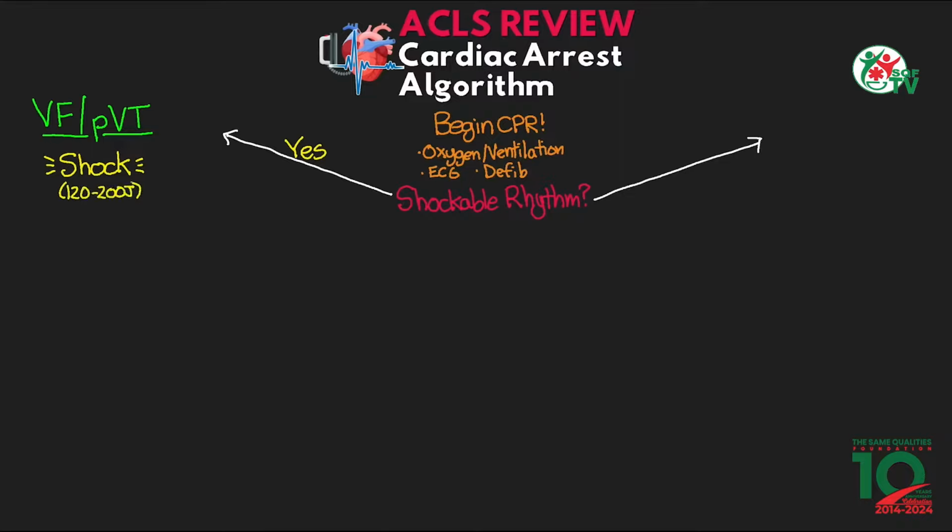Immediately after the shock is when you want to move into a round of high-quality CPR. This is going to be 5 cycles or 2 minutes of chest compressions. At this point, if you don't already have it, you need to get IV/IO access. After the 2 minutes go by, we're going to do another rhythm check. Is this rhythm shockable? Again, based on the assessment that we do here, we're going to have 2 potential paths that we can go.